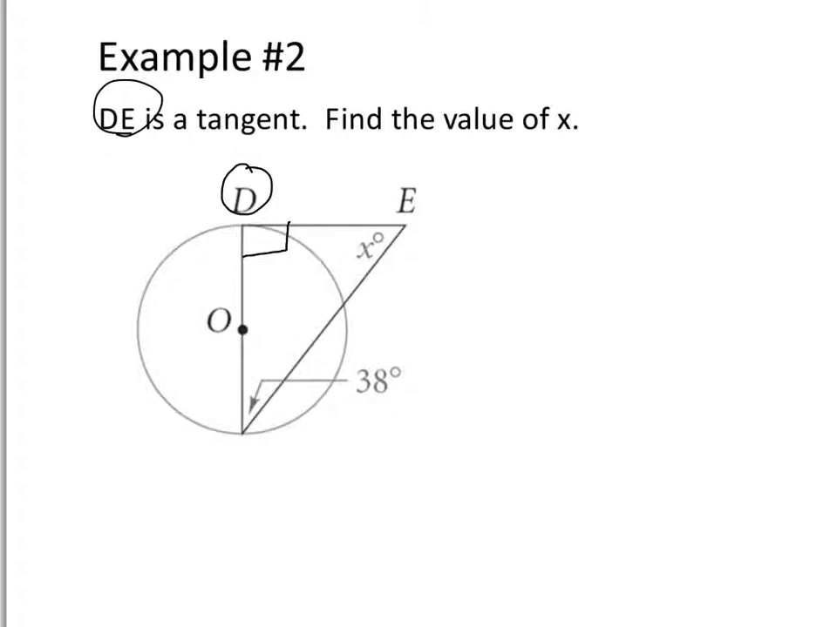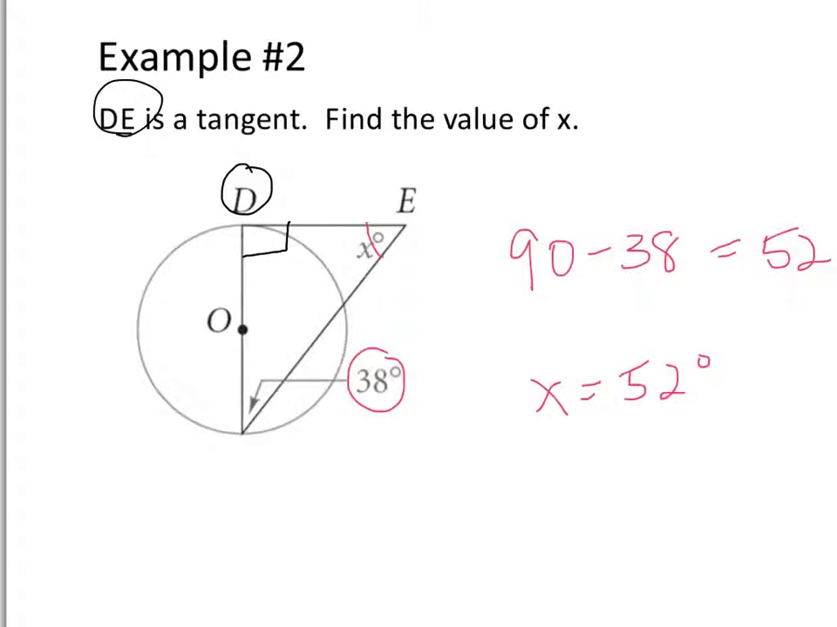So now I just have a right triangle, and I want to find this angle right here, x. So I just apply my three angles in a triangle equal 180. And if this angle is 90, then this angle that we're looking for is 90 minus 38, which is 52. So x equals 52 degrees.